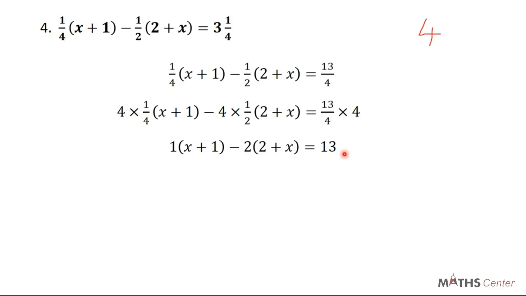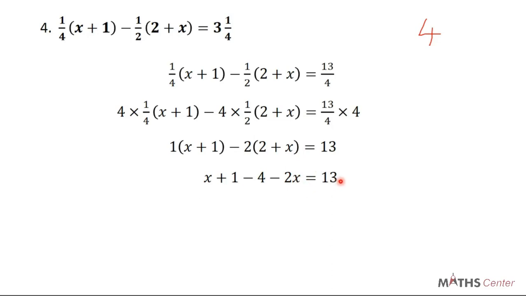So you see in this question, the question had the bracket. In the previous example, we had to introduce the bracket. So here, because we have a bracket here, you expand the bracket. 1 times any number is the same number, so 1 times x plus 1 will give us x plus 1. When you come here, minus 2 times 2 will give us minus 4. Minus 2 times x will give us minus 2x. Then we have this is equal to 13.